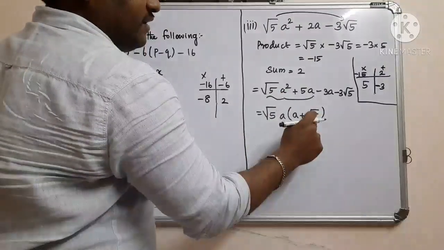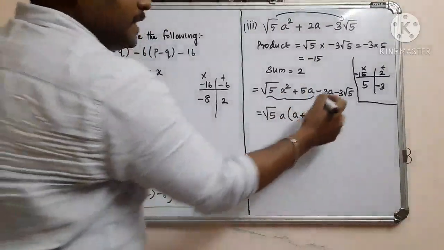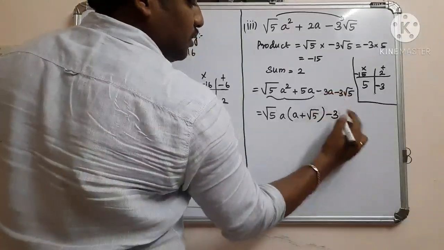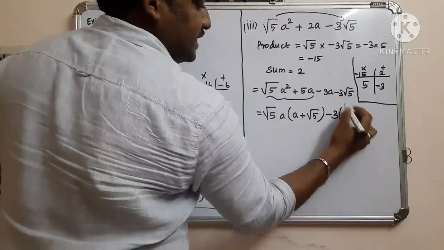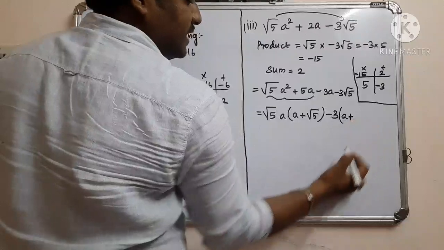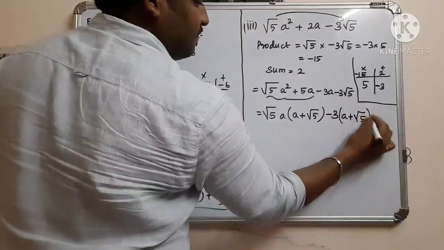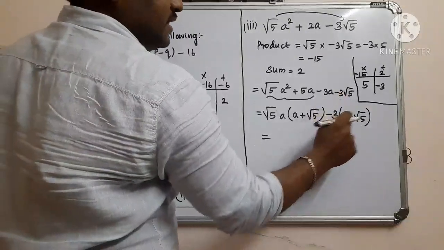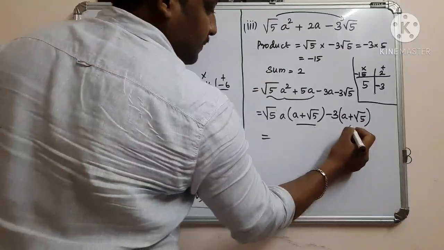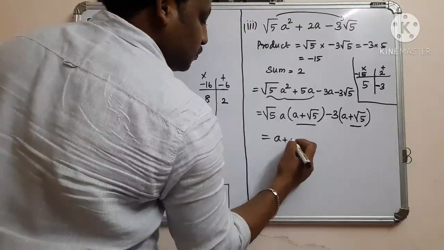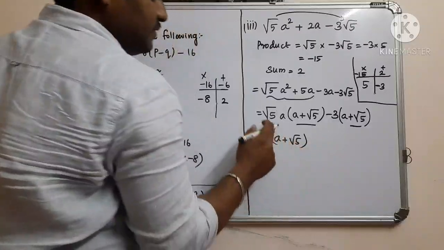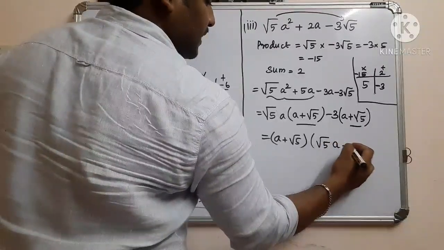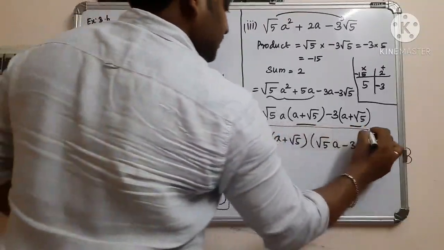Square root 5 into root 5 is 5a. Here both are minus, so we can take minus as common, and we also take 3 as common. Remaining, when a is there, minus also we can take, so plus; the only remaining term is root 5. Now multiply 3 minus 3 into a, minus 3a, and minus into minus, minus 3 into root 5, 3 root 5. Now a plus root 5 is the common term, so a plus root 5 one time, and the remaining part is root 5a minus 3.